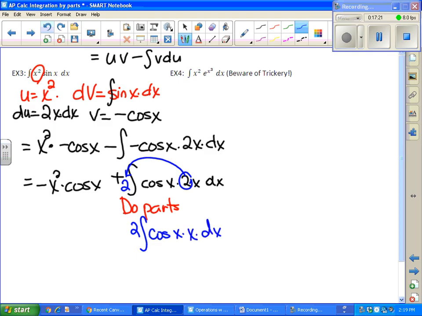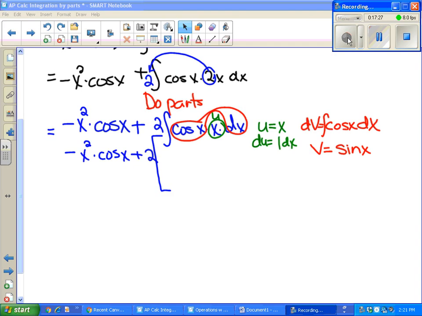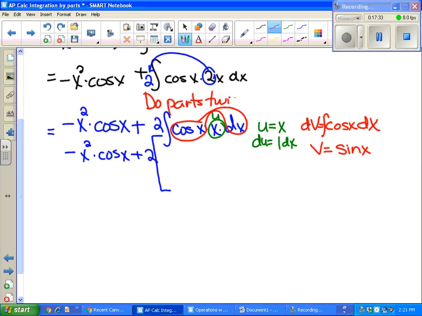I'm going to pick my u to be x. I'm remembering my order of LIPET. I pause for just a second and realize that I have to do parts twice in this problem. So if I do it twice, I've pulled my 2 out. I've decided that my u is going to be the simplest thing, x. My dv is actually going to be cosine x dx, and I've already got my u's and v's.